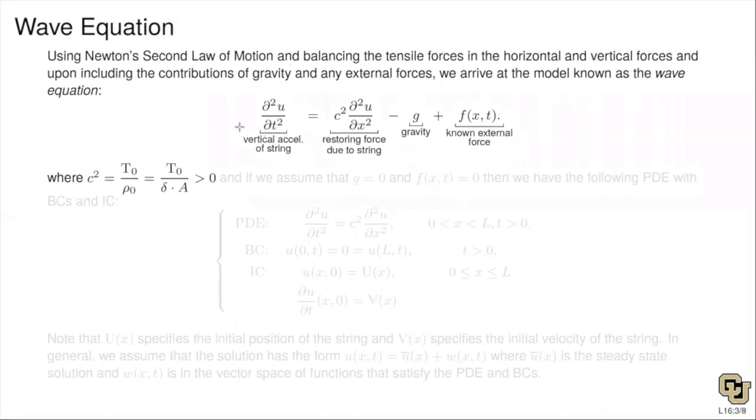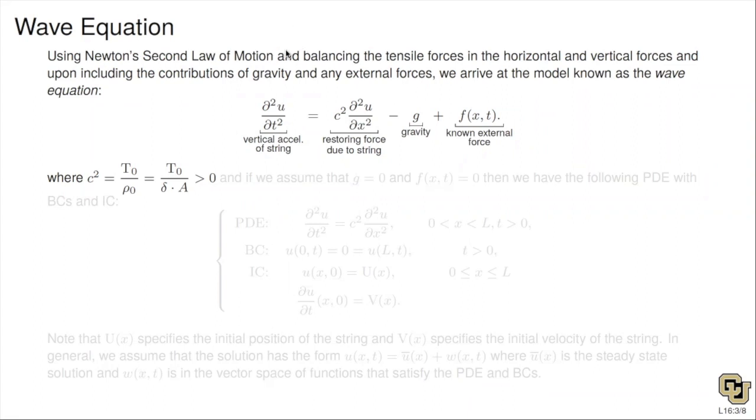So here we have the vertical acceleration of the string. On the other side, we have this term, which is interpreted as a restoring force due to the string. And then we could also have gravity and some other external force. Here, I don't know if force is necessarily the right word to use. Here, it did have mass multiplied to this, and we canceled the mass on all sides. But yeah, so there's just the external data.